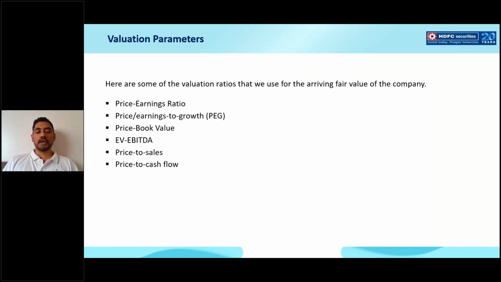This is the most used ratio as it is relatively easier to calculate. The earnings of the company are given in the financial statements, in the profit and loss account, and the market prices are available. So an investor does not need to do anything. He just needs to take the market price and divide it by the earnings per share, and he will get the PE ratio.